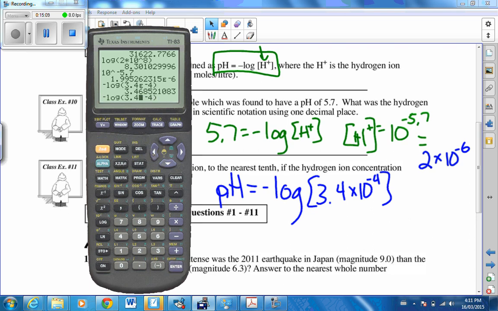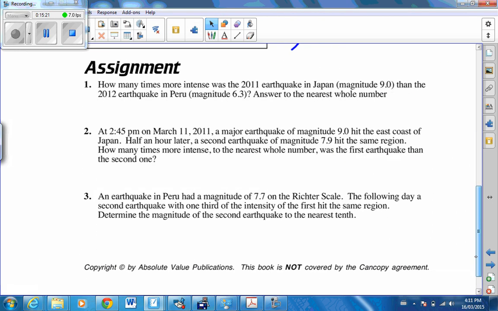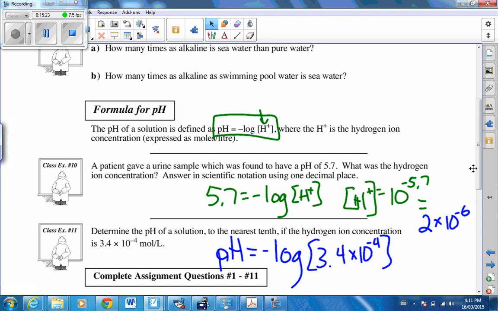Also, if I put it like this, times 10 to the exponent of -4, that gives me the same number as you can see. So that's the way those ones go. Hopefully that makes sense. Should be relatively straightforward. If not, come and get help.